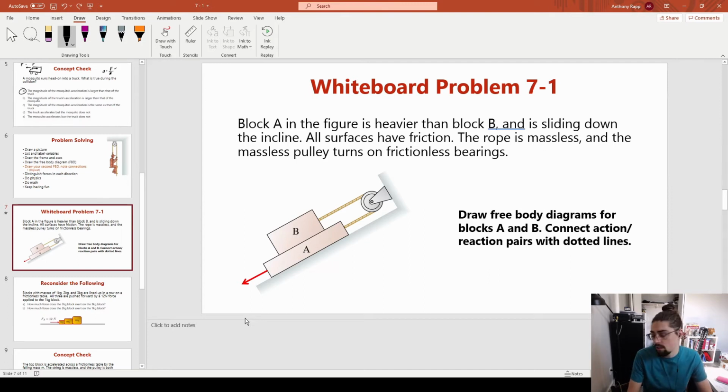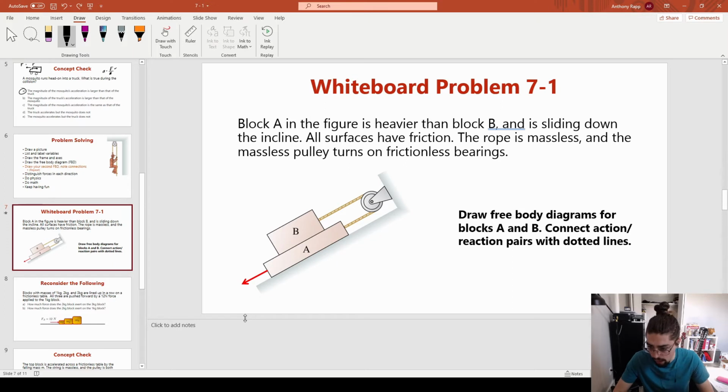So let's try something here. Let's see what we've got in this picture. I've got block A, which is heavier than block B, so it wants to slide down. All surfaces have friction. The rope is massless, and it doesn't make any significant difference. The pulley doesn't matter. Frictionless bearings, so there's no energy lost because of that. With the ropes where they are, with the blocks where they are, I want you to draw out 2 free body diagrams and connect some of the forces that you think should be linked together.